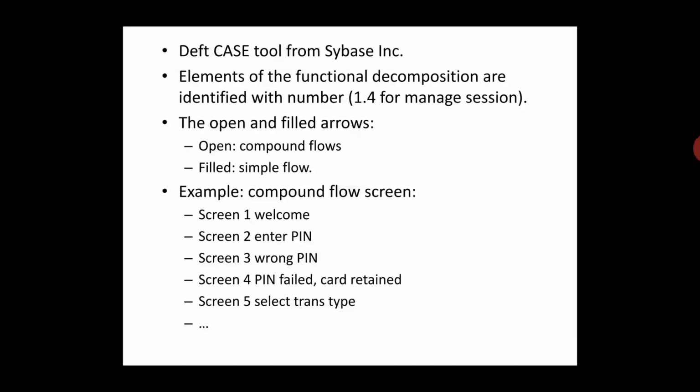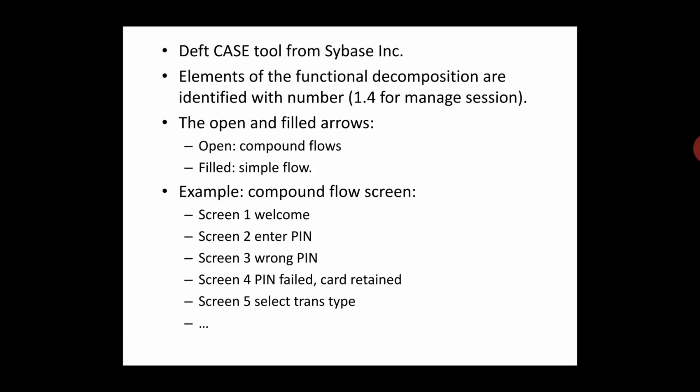So in the last video we observed one concept, functional decomposition as well as composition. In the functional decomposition approach, with the number 1.4, we identify this functional decomposition. Also some arrows are there, like open and filled arrows.